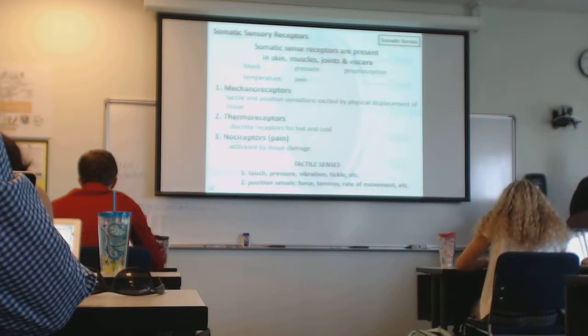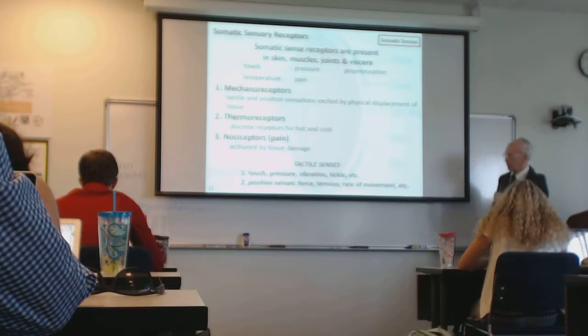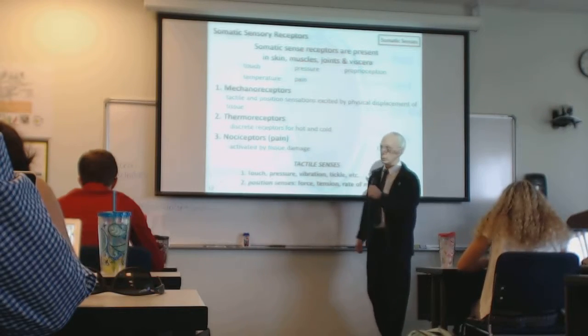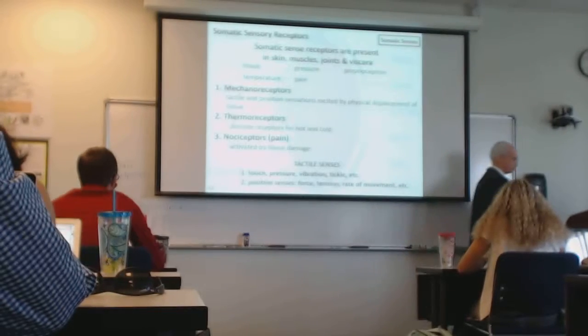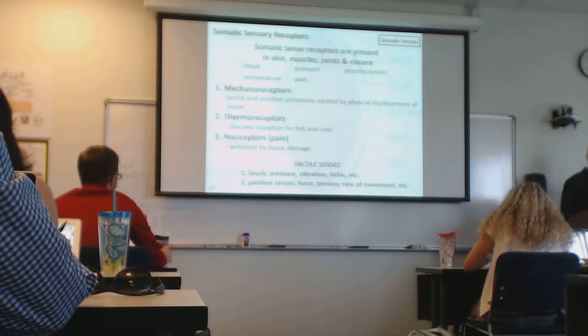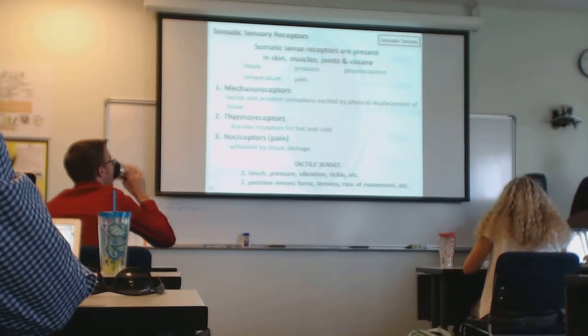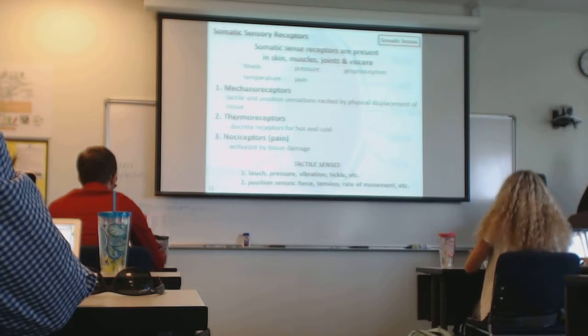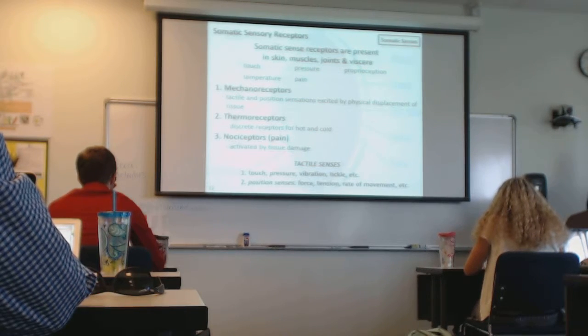We've talked a little bit about specific receptors. Remember, at this point, we're talking exclusively about somatic receptors. A mechanoreceptor, for the most part, is just a stretch receptor. It's sensitive to some type of physical deformation or displacement. Thermoreceptors respond to temperature. And then nociceptors respond to pain, although we need to talk a little bit more about that.